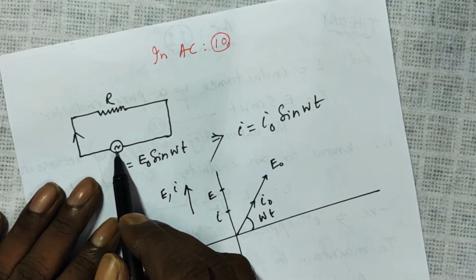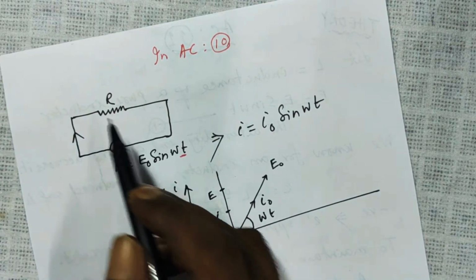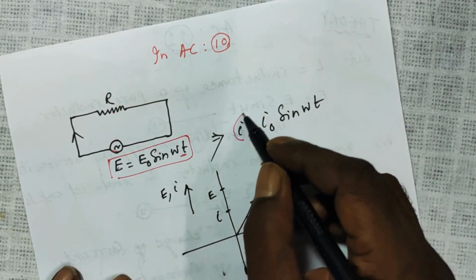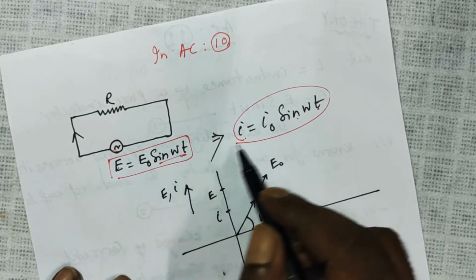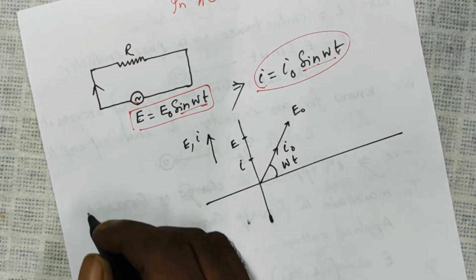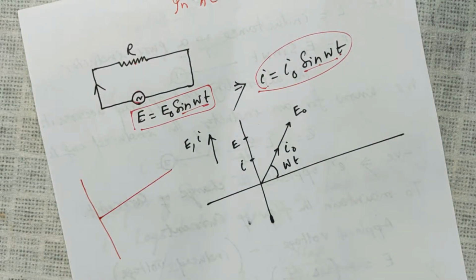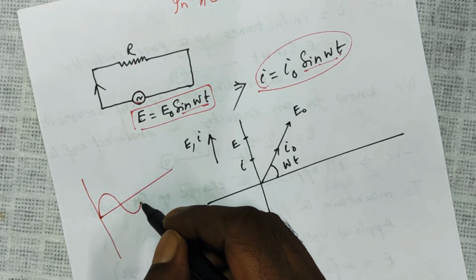If there was an alternating EMF changing with time connected across a resistance, the current was also alternating. It was I equals I naught sin omega t. How do I say alternating? Because there is a sine function here. And in mathematics, if you plot the value of sine for different angles starting from 0 to 180 degrees, it will be like this.